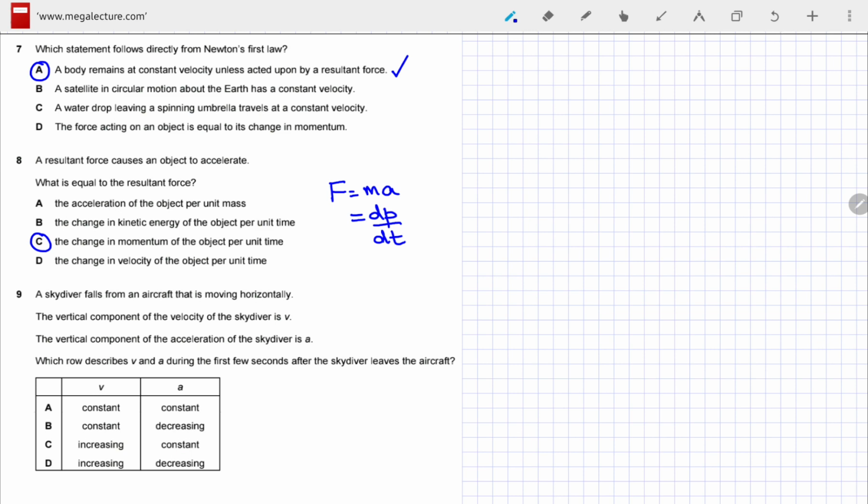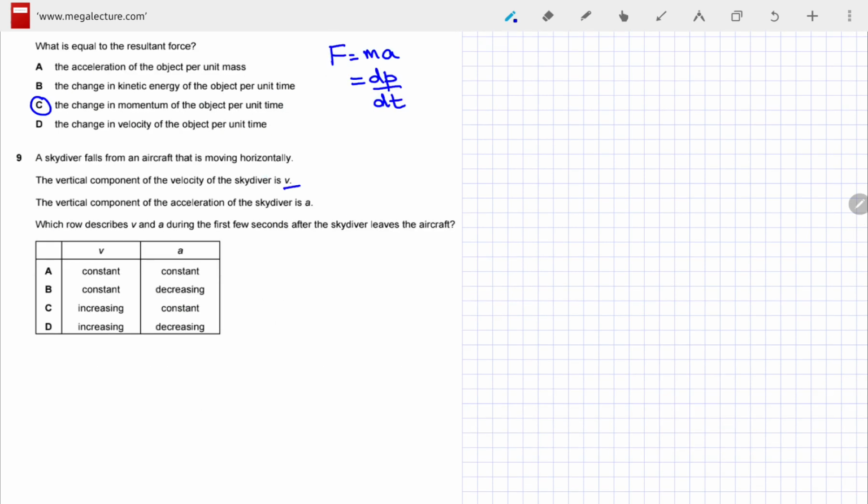Question number 9. A skydiver falls from an aircraft that is moving horizontally. The vertical component of the velocity of the skydiver is v, and the vertical component of the acceleration is a. We are asked which row describes v and a during the first few seconds after the skydiver leaves the aircraft. So let's see what happens when the skydiver leaves the aircraft. The skydiver will fall, and the only acceleration would be g, right? Gravitational acceleration on the skydiver, and therefore the velocity must be increasing due to that acceleration.